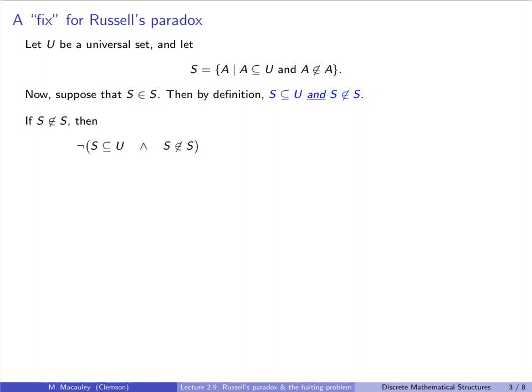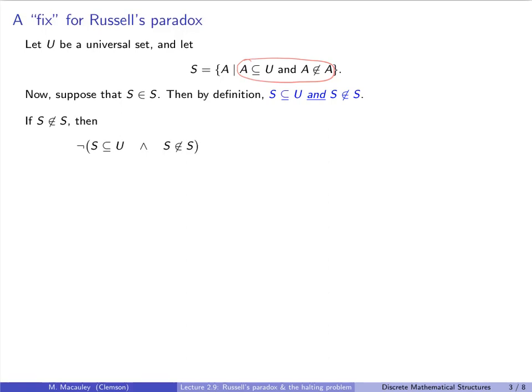Let's now consider the other possibility, that S is not an element of itself. So in Russell's paradox, we concluded that this implied that S contained itself, which is impossible. So both of these cases cannot happen, which is the paradox. We will not reach the same conclusion here. Let's see why. If S is not an element of S, that means that these two conditions cannot both hold. In other words, it is not true that S is contained in U and S is not an element of itself.